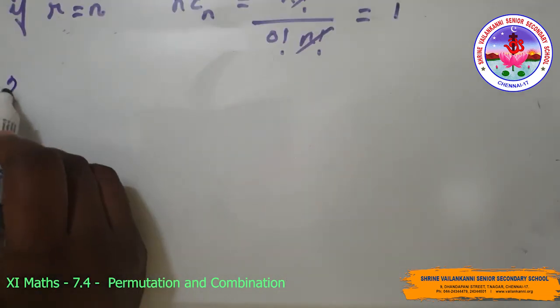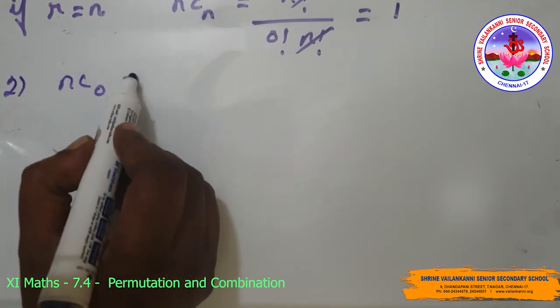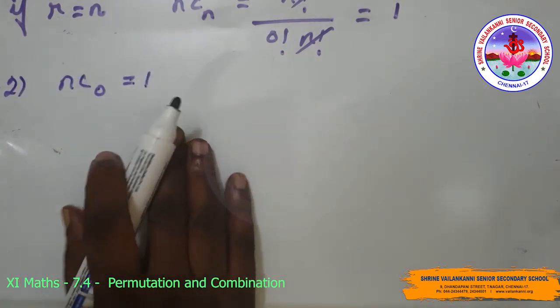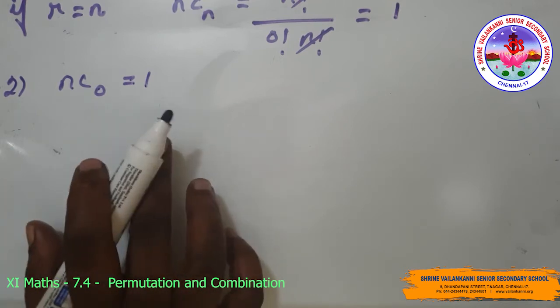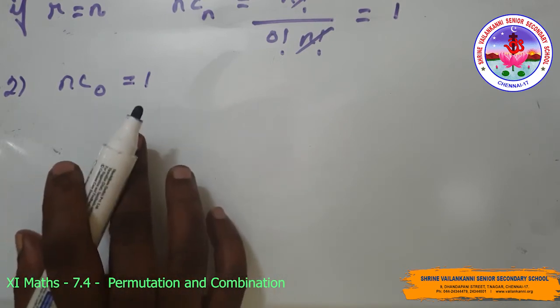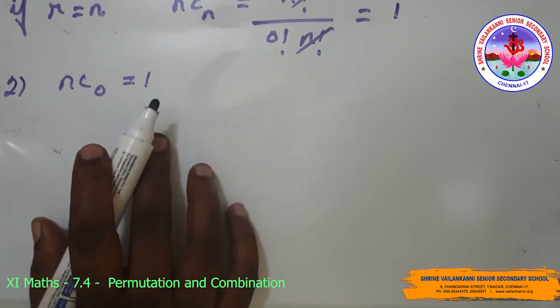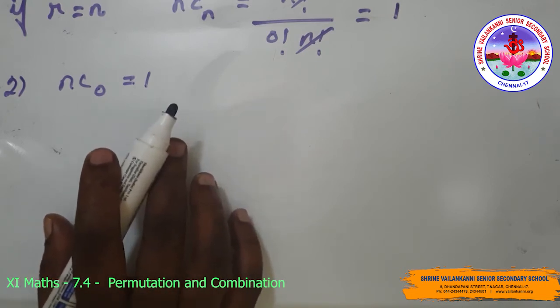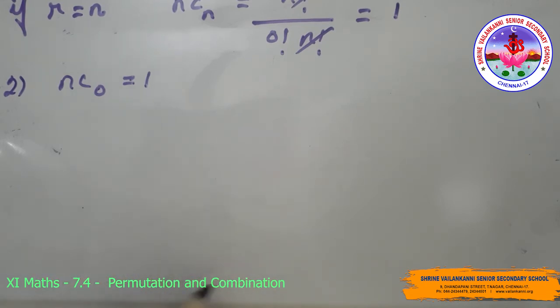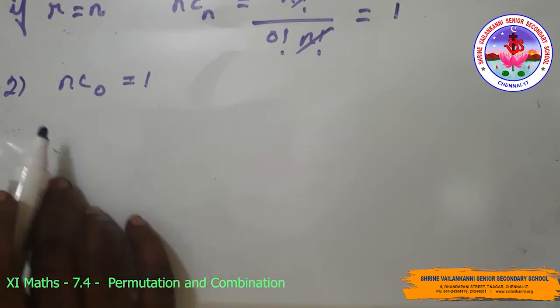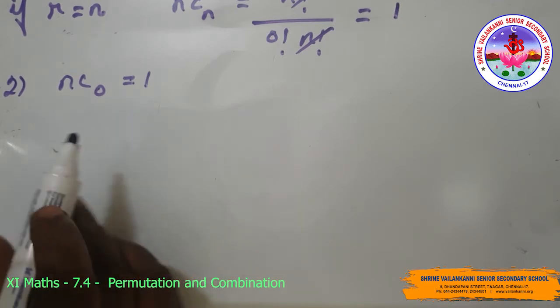So the second one is nC0 equal to 1. That is, the number of combinations of n different things taken nothing at a time is considered to be 1. Counting combinations is merely counting the number of ways in which some or all objects are selected at a time. So we define nC0 as 1.